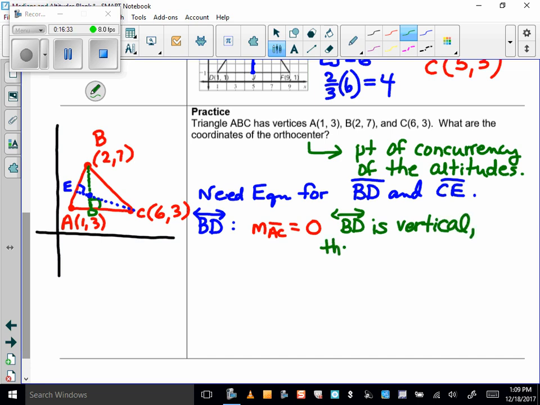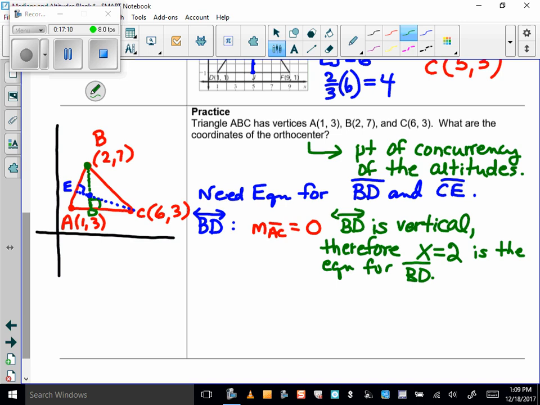Therefore, I know the equation for BD is just x equals whatever that x coordinate is. So therefore, x equals, and let's see, that's 2, right? That's over at x equals 2. So x equals 2 is the equation for BD. All right, that was simple enough. I just got to pay attention. If I had picked something other than BD, I would have had to do a lot more work.